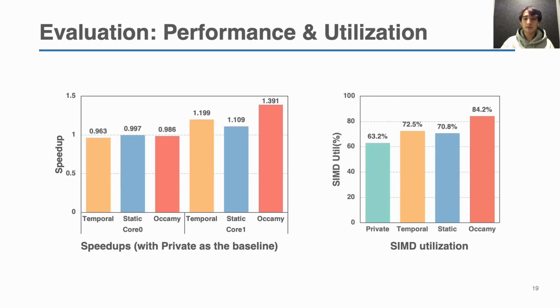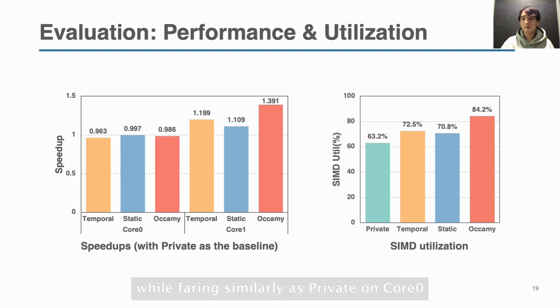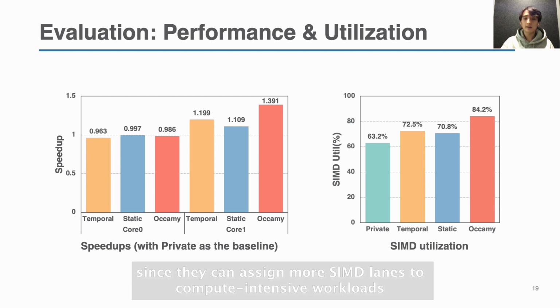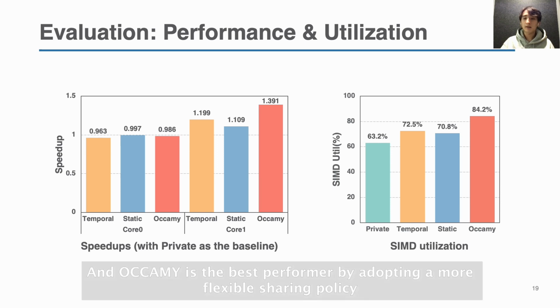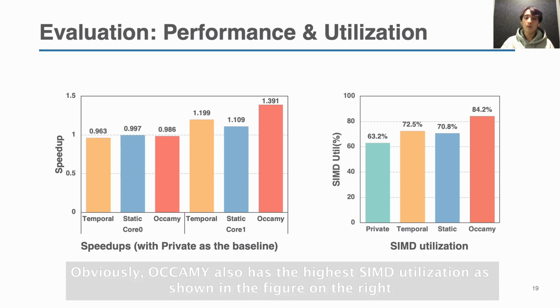After our evaluation, temporal, static, and OCCAMY outperformed private by 1.199 times, 1.109 times, and 1.391 times when executing on Core 1 while faring similarly to private on Core 0, since they can assign more assembly lengths to computing-intensive workloads. And OCCAMY is the best performer by adopting a more flexible sharing policy that requires little hardware resources. Obviously, OCCAMY also has the highest assembly utilization, as shown in the figure on the right.